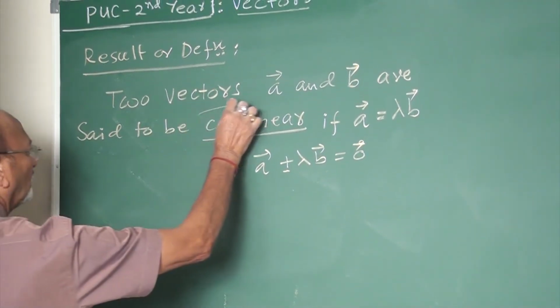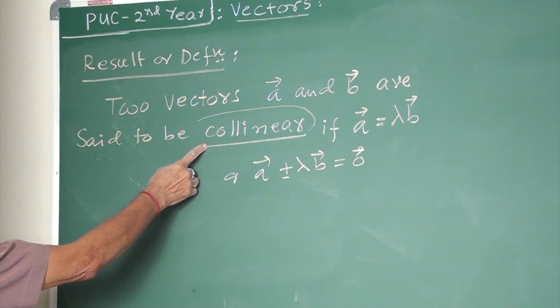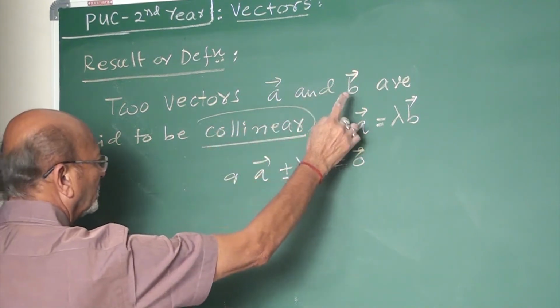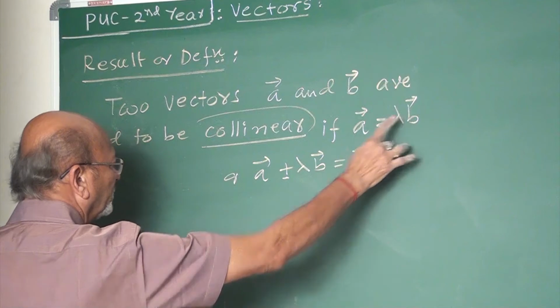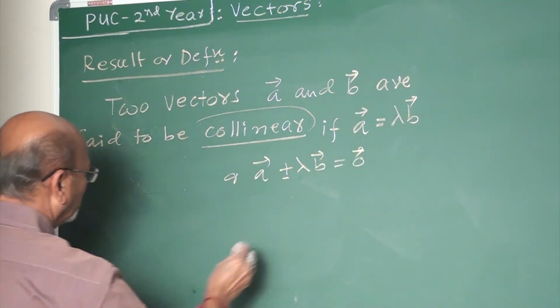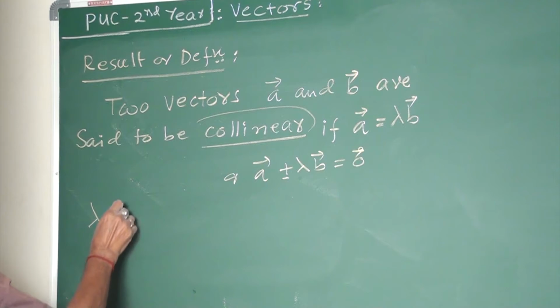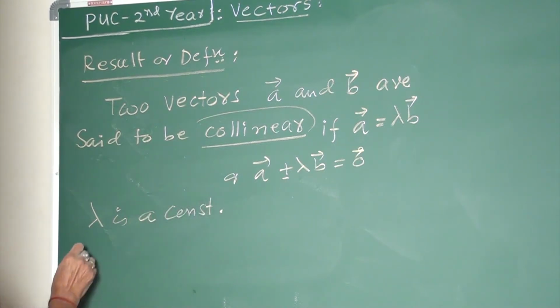This is the definition of what? Two vectors are collinear. Two vectors are said to be collinear, which are A and B. Either you can express one vector equal to lambda times B, or their sum or difference is a zero vector. What about lambda? Lambda is a constant.